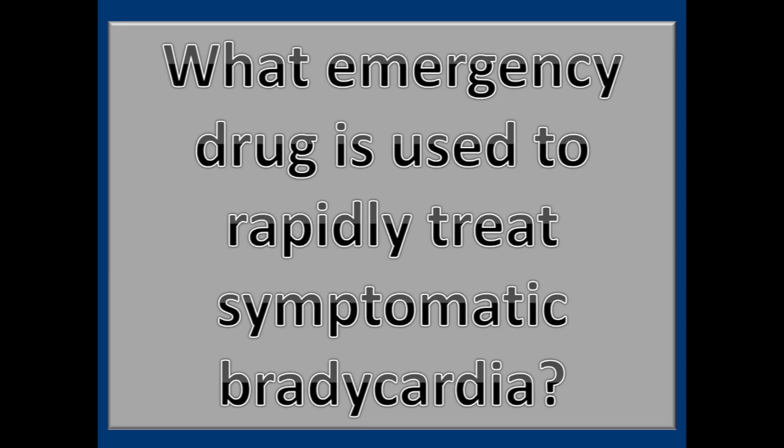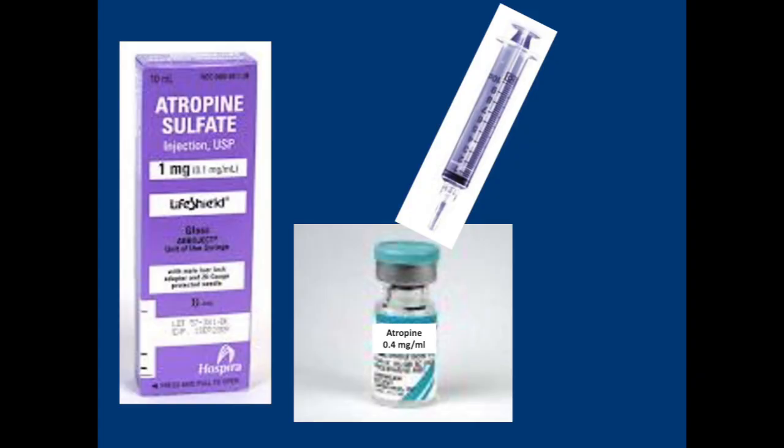So the drug that we use to rapidly treat in a code situation or someone that's having symptomatic bradycardia is going to be the drug atropine. Atropine can either come in one of the injectors that you see on the left, you'll just have to assemble it, or there's vials of it that we can drop the med and inject intravenously. Atropine is called an anticholinergic.